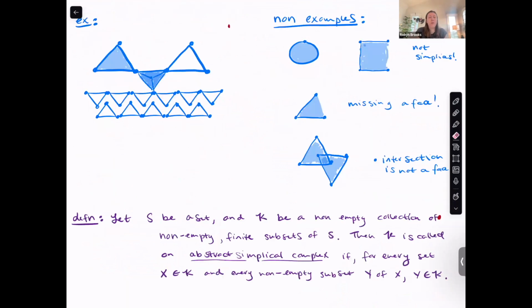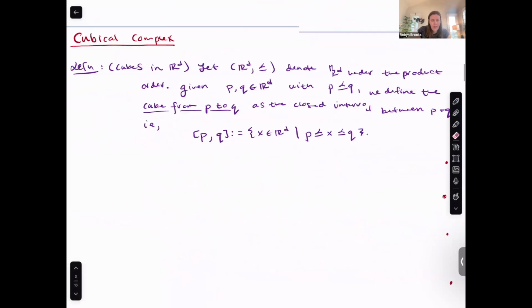Finally, we can also define an abstract simplicial complex, which doesn't have to be a polytope in R^n. An abstract simplicial complex is defined as a collection of subsets of a set S with the property that if X is a set in the simplicial complex K, then every non-empty subset of X is also in K. This is tantamount to saying that if X is a simplex in K, then all its faces, represented by these subsets, are in K. Okay, cool.